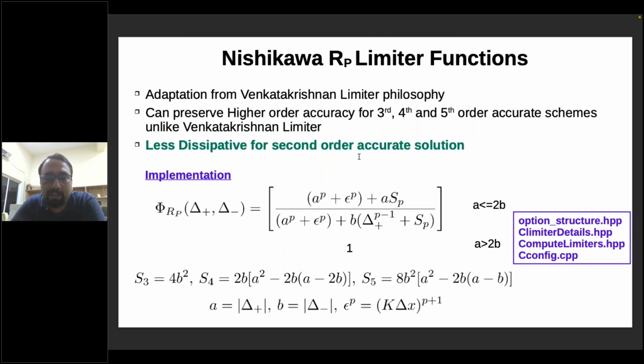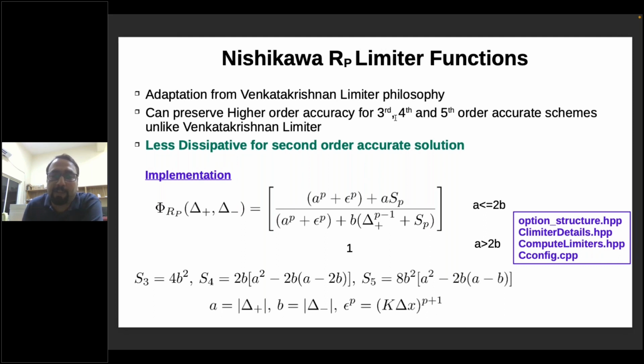Basically Dr. Nishikawa adapted the philosophy from the Venkatakrishnan limiter. The idea was to derive functions that can preserve third, fourth, or fifth order accuracy if you have a higher order solver. If you apply the Venkatakrishnan limiter with higher order reconstruction, it will bring it back to second order. So it won't work in the situation where we have a higher order scheme with shocks.